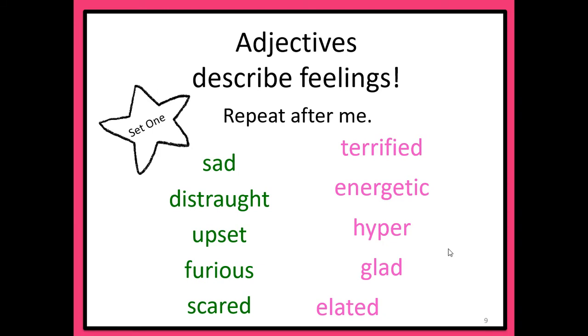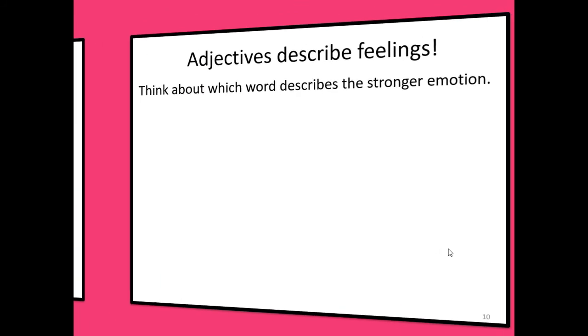So even some of these words, they are opposites of each other. Some of these words mean something very similar, right? Scared and terrified, right? I can be scared of something, but terrified is going to be something completely different. Glad and elated. Glad is, yeah, I'm a little happy, but elated means I am beyond happy. So we're going to take a look at some of these words in these next few slides.